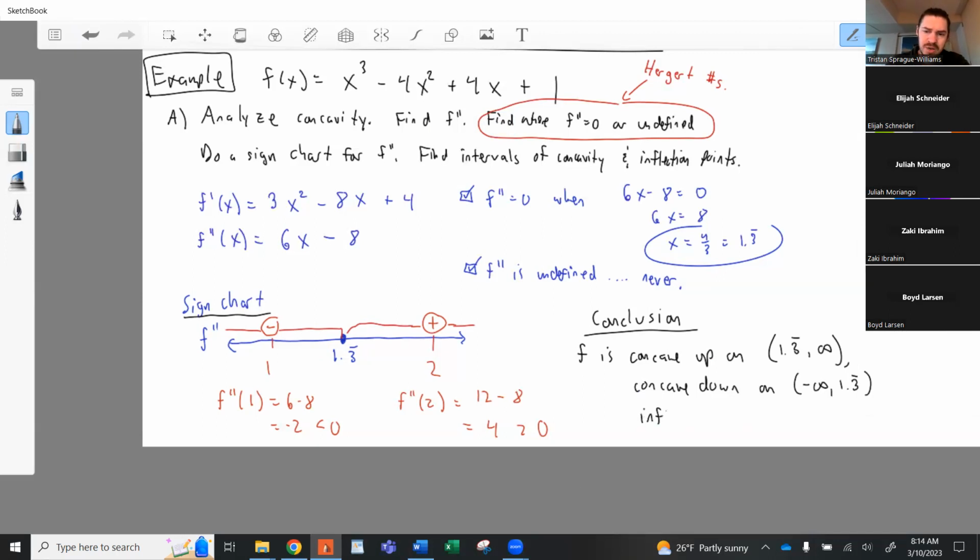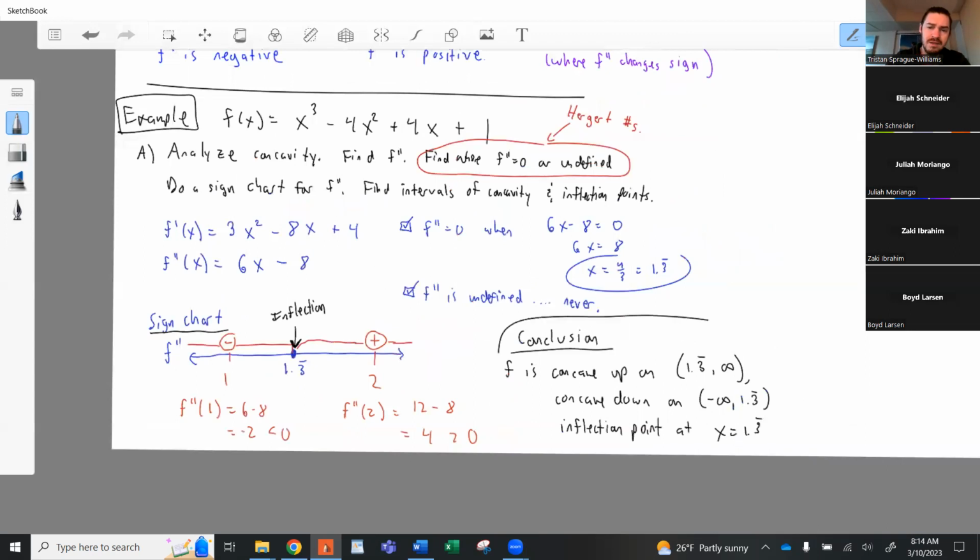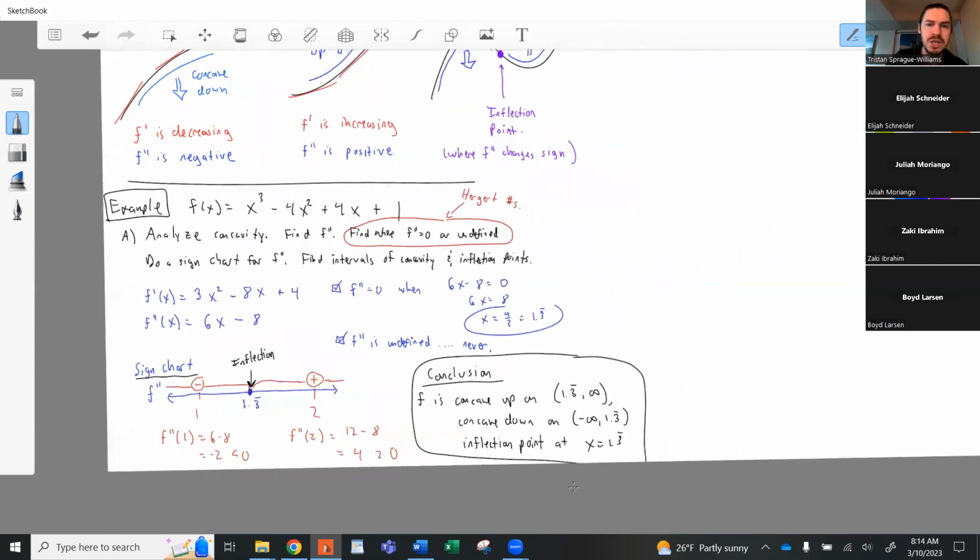And it has an inflection point at that x equals 1 1/3, because we see a genuine change in concavity. The sign of the second derivative changes from negative to positive at that point. So that is our concavity analysis, our sign analysis of the second derivative, which tells us all this information about which direction the function is curving.